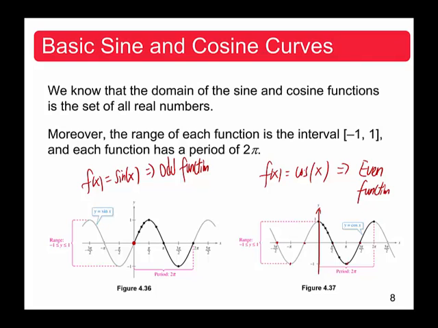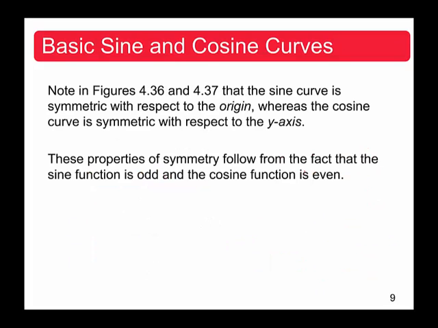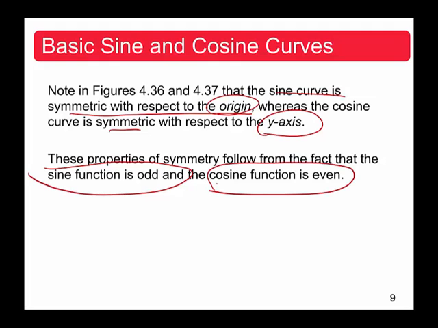You know, sine and cosecant are odd functions. Cosine and secant are even functions. Tangent and cotangent are odd functions. We also get it from the graph. So again, the sine curve is symmetrical with respect to the origin, whereas the cosine is symmetrical with respect to the y-axis. So that's why we know sine is an odd function and cosine is an even function.